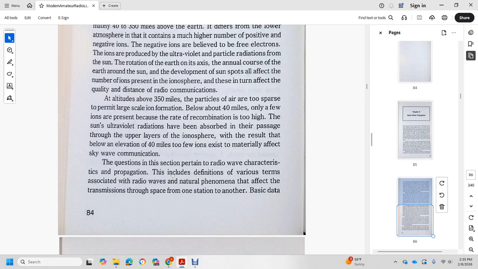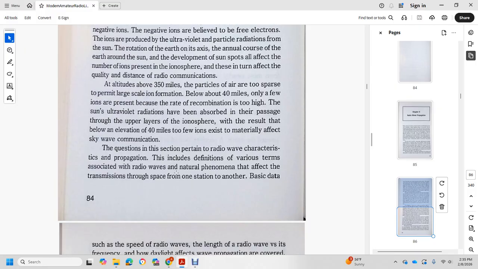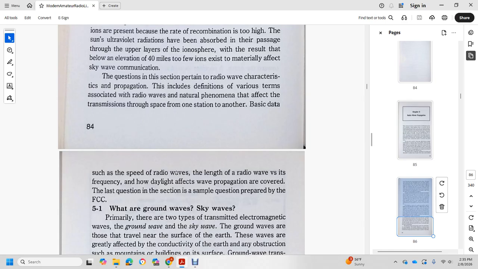Questions in this section pertain to radio wave characteristics and propagation. This includes the definition of various terms associated with the radio wave as a natural phenomenon that affects transmission through space from one station to another. Basic data such as the speed of radio waves, the length of the radio wave, the frequency, and how daylight affects wave propagation are covered in the last question section. These are sample questions prepared by the Federal Communications Commission.